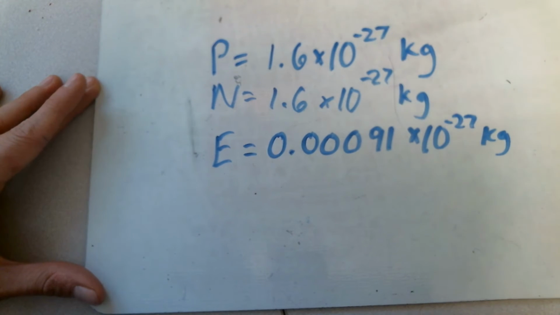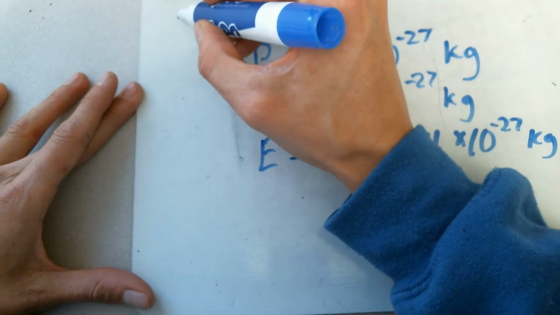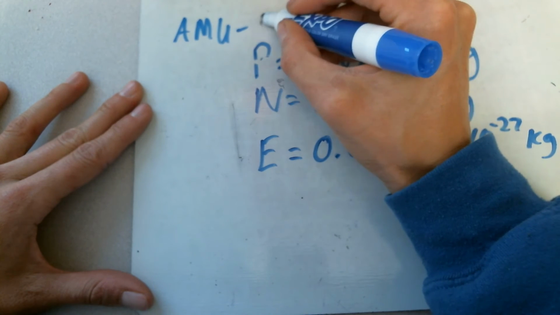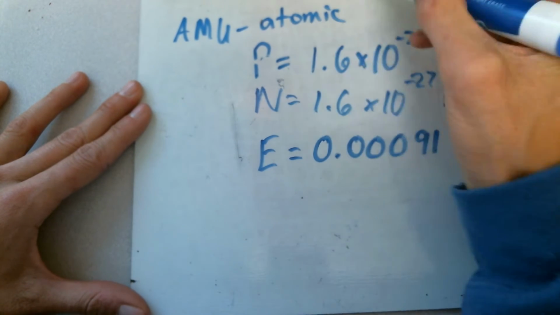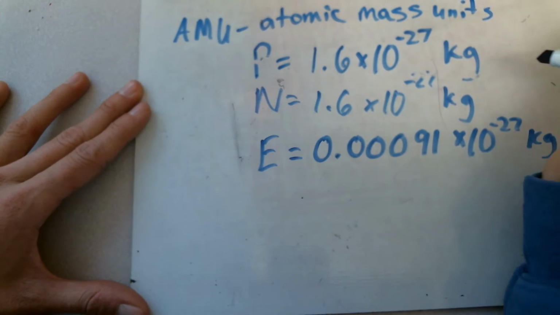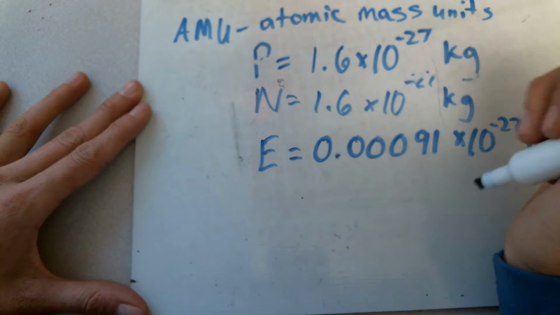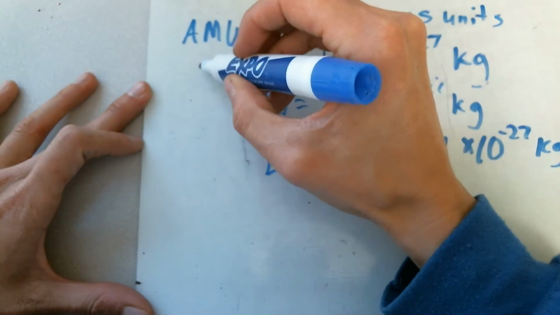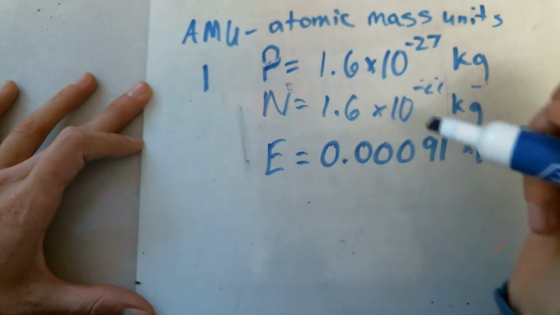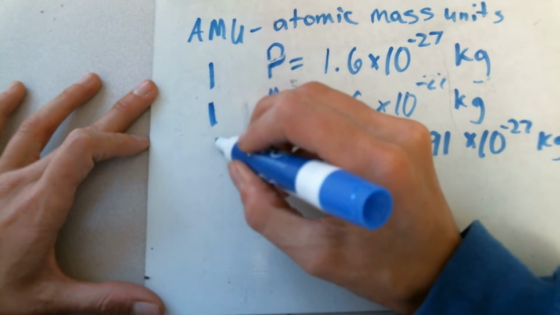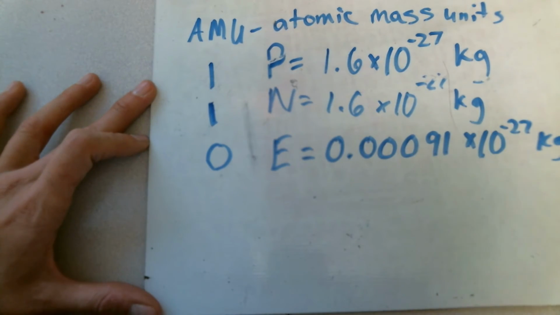So typically, instead of representing masses like this, we express the mass in AMUs, and AMUs mean atomic mass units. AMUs are just an easier way to express it. So for protons, we would say protons have an atomic mass of 1, neutrons 1, because they're just about the same, and electrons have 0. Okay.